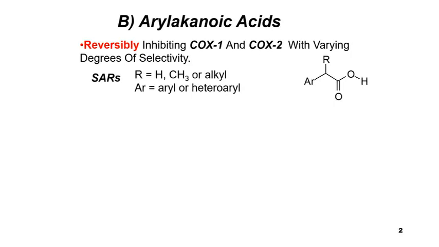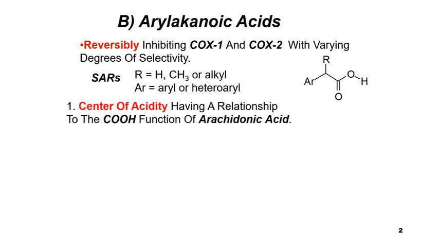Arylalkanoic acid. Please look at the chemical structure. We have an aliphatic acid attached to an aryl function on the alpha carbon. This alpha carbon might be hydrogenated, unsubstituted, or substituted with a methyl or alkyl function. The acidic center resembles the carboxylate of arachidonic acid, and hence it is able to occupy the same active pocket as arachidonic acid, causing the inhibition of COX-1 and COX-2.